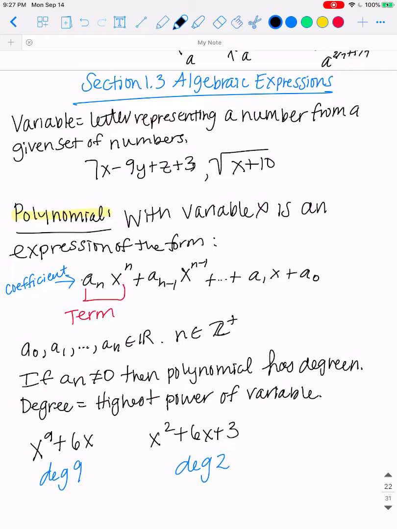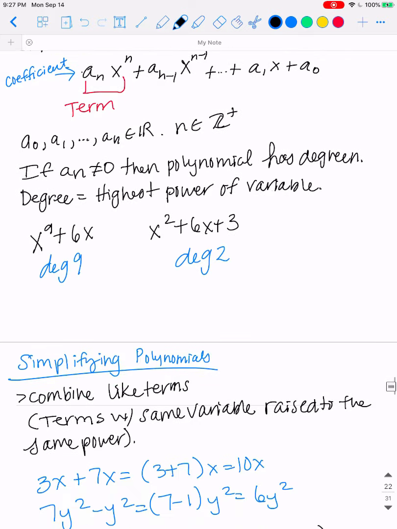Our degree is going to be the highest power of a variable that is there. For example, in x^9 plus 6x, the second x is just a first power, but the highest power is 9, so that is going to be degree 9. And our other one, the common quadratic, is degree 2.